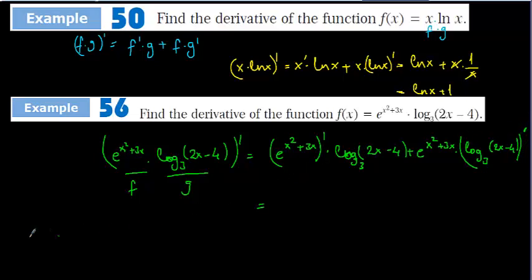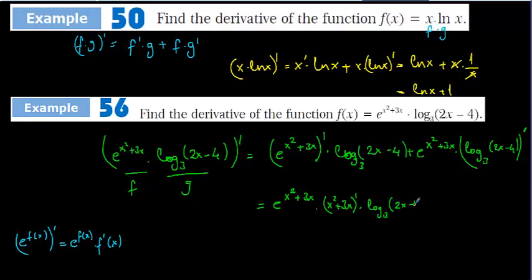Now the derivative of e to the power of f(x) is equal to e to the power of f(x) times f derivative of x. So here it's going to be e to the power of f(x), where f(x) is x squared plus 3x, times f derivative of x, which is the derivative of x squared plus 3x, times logarithm base 3 of 2x minus 4, plus. Now we have the second one.